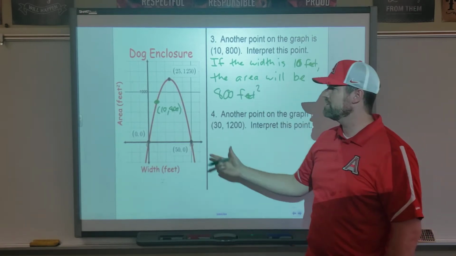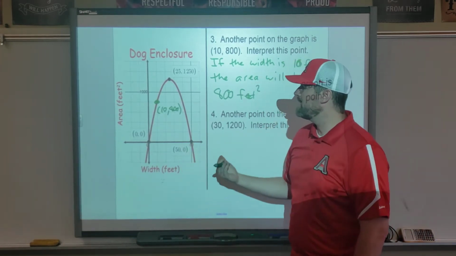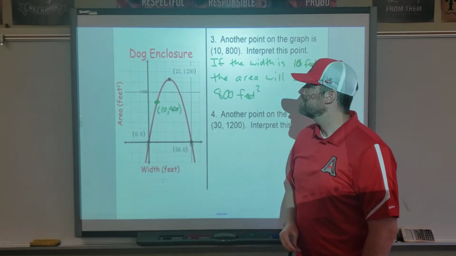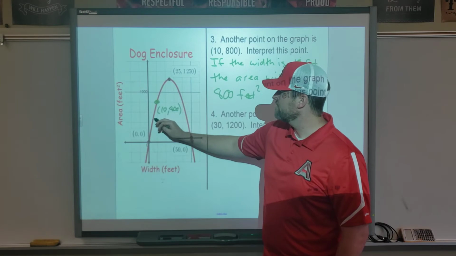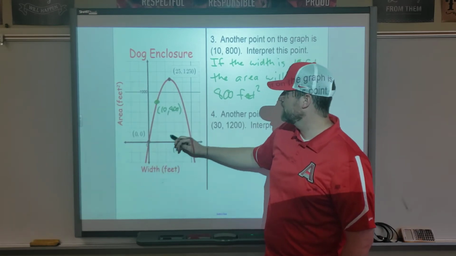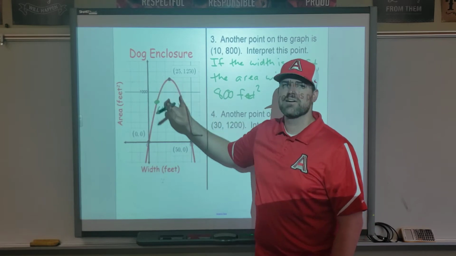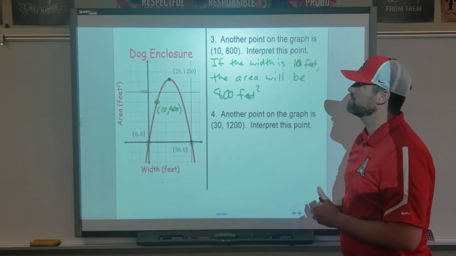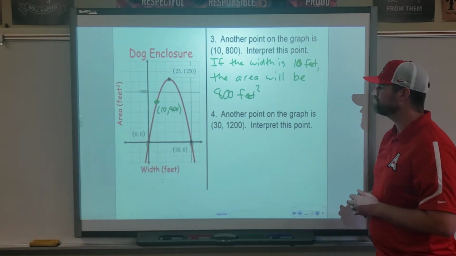squared. So essentially the graph shows us, depending on what the different widths are, we can find the area of the fence. So if we go here, right, maybe a width of 5, then we can see what the area would be. If we go to a width of 20 feet, we can see what the area would be. It gives us all of the possible options for the width and the area.